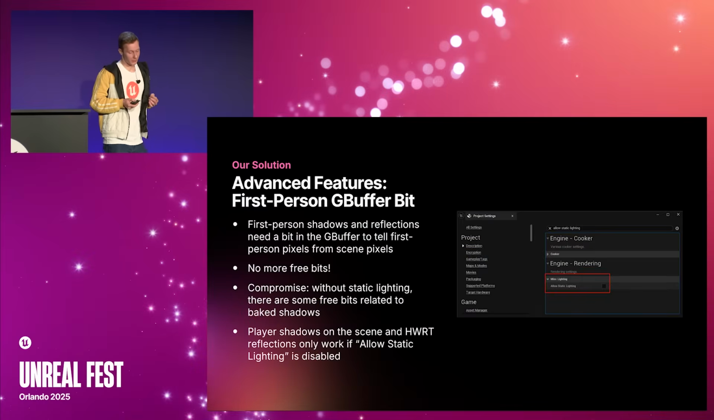So in practice, if you want player shadows on the scene and hardware ray tracing reflections, you need to go to the project settings and disable allow static lighting. It is unfortunate, but it is what it is for now. Hopefully it changes in the future.